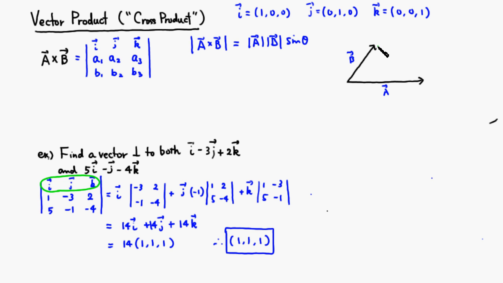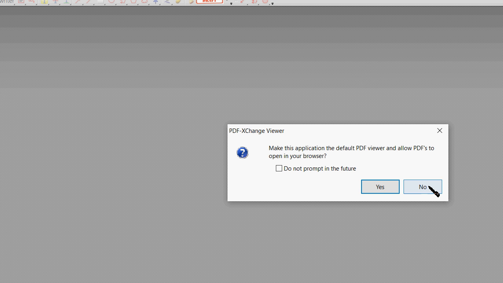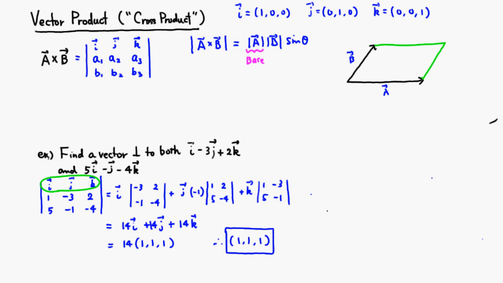So we're looking at this region right here, the parallelogram. The magnitude of A is going to give you the base, and the magnitude of vector B times sine of theta, where theta is the angle here, is the length here, which gives you the height of the parallelogram. Therefore, this is equal to the area of the parallelogram.